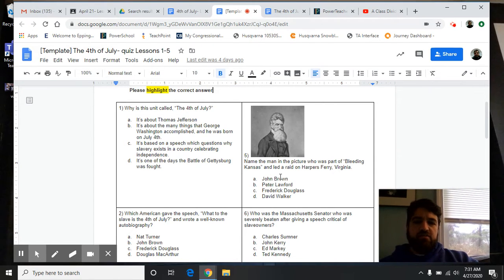Frederick Douglass, yes, he was of that time. David Walker, we haven't talked about him, but he was of that time. Peter Lawford was like a B-level actor in the 1950s and 60s. He was kind of like friends with Frank Sinatra. So no offense to Peter Lawford, but he is not the right answer here. So if you put Peter Lawford, self-direction, I'll just say self-direction.